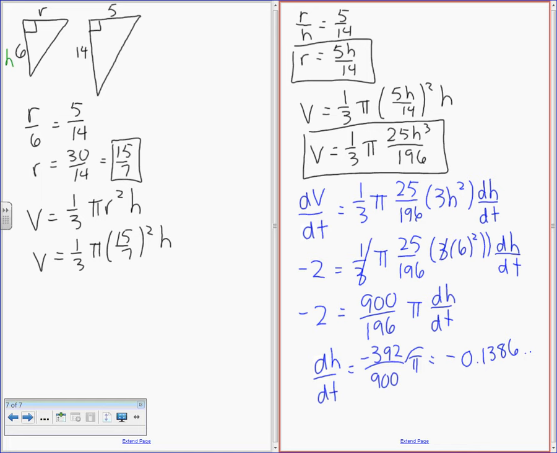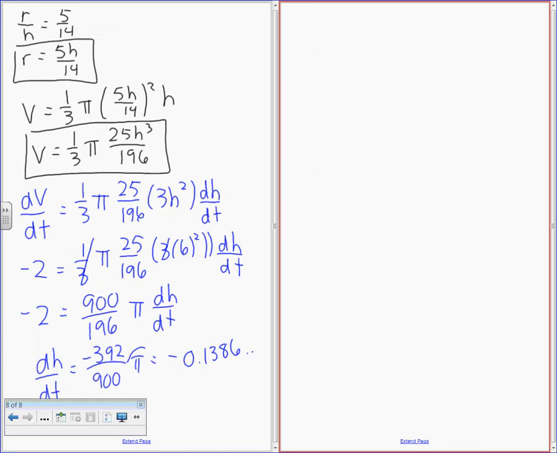So you're taking the derivative. If it's easier, you could write from here that v equals 25 pi over 588 h cubed. You can do this as v prime equals 25 pi over 588 times 3h squared times h prime. If that's easier to see, it's just the derivative of v and the derivative of h. But it's still the rate of change compared to time.